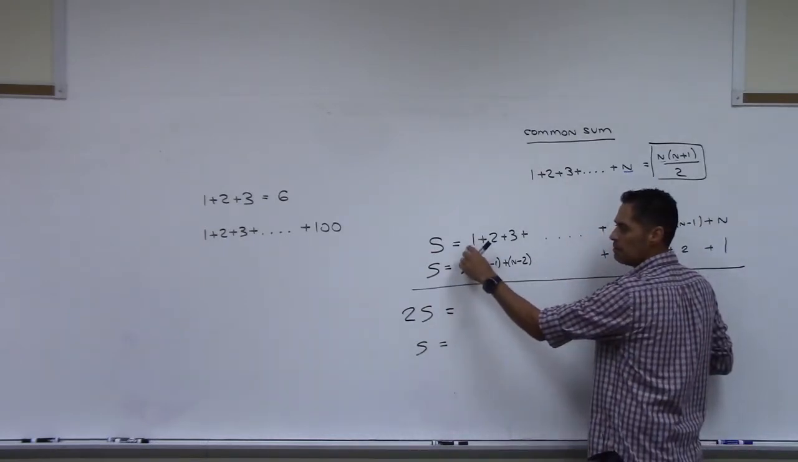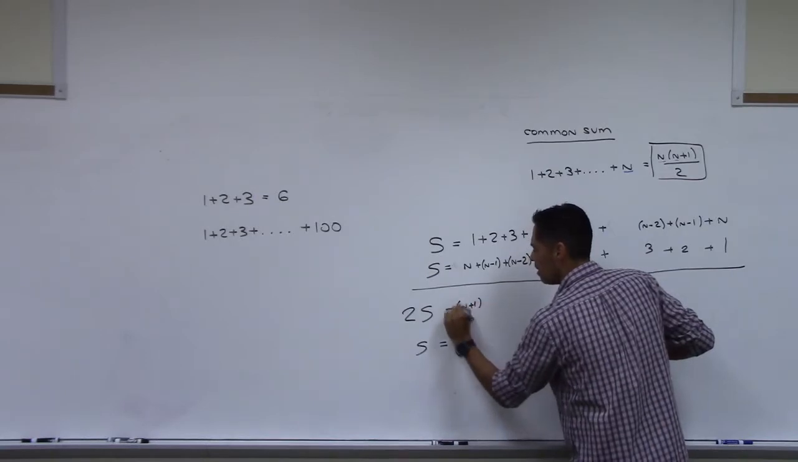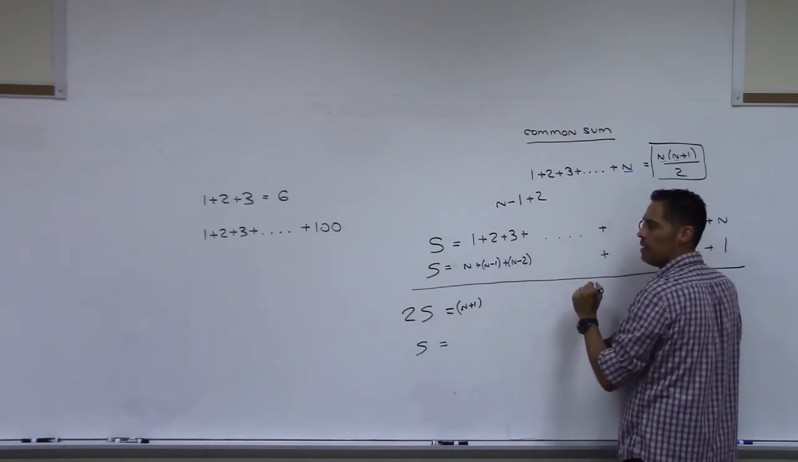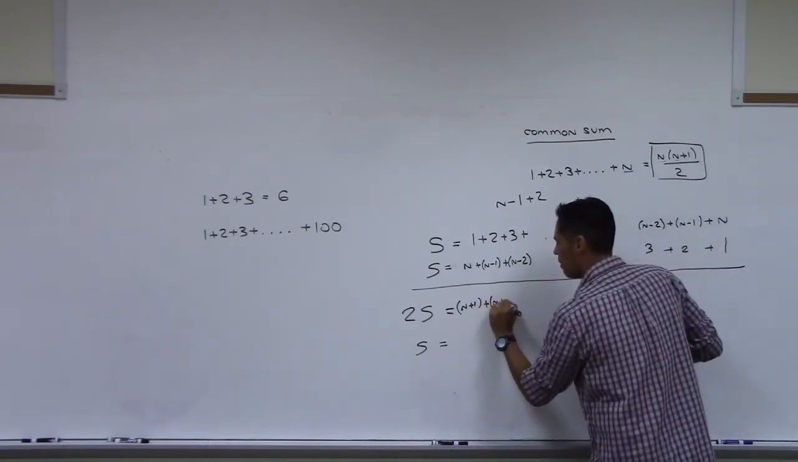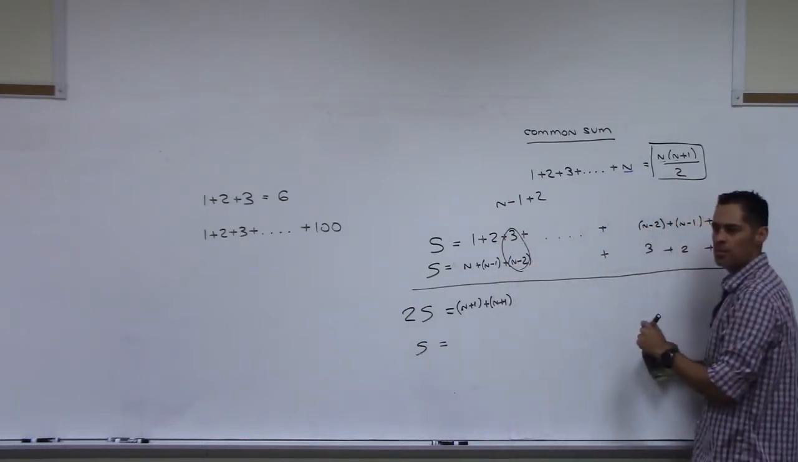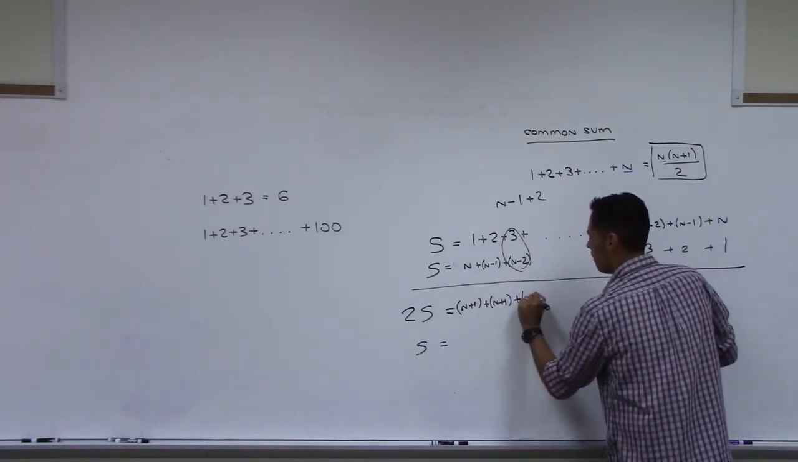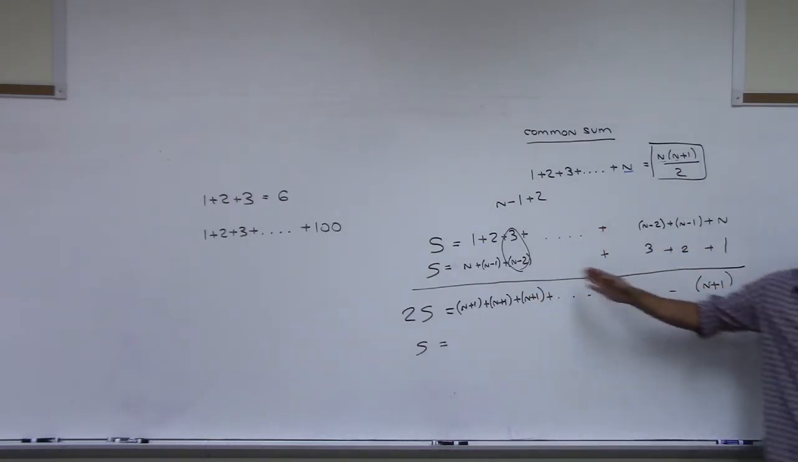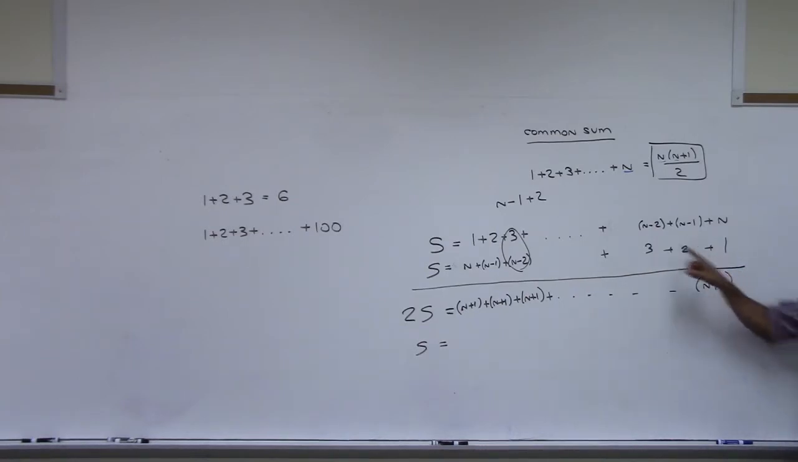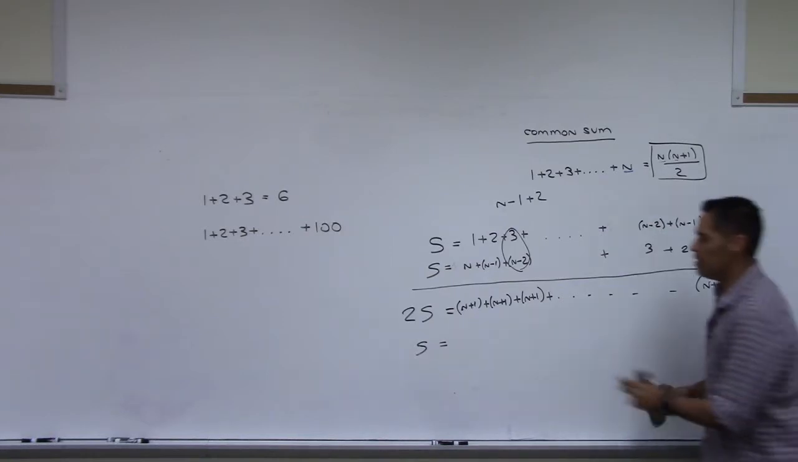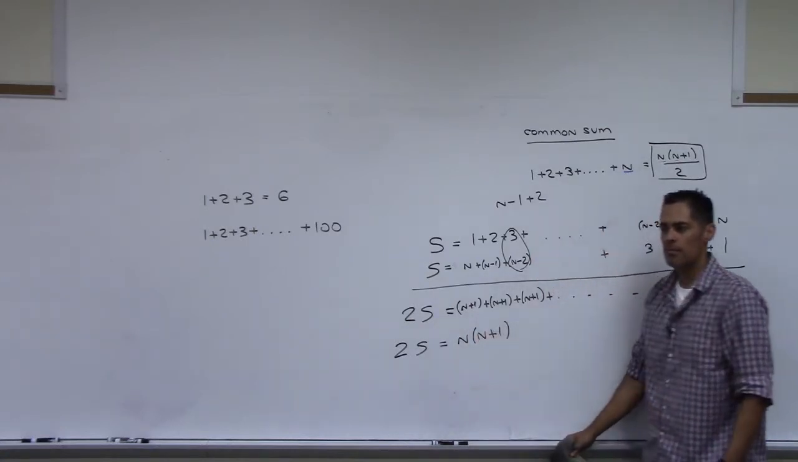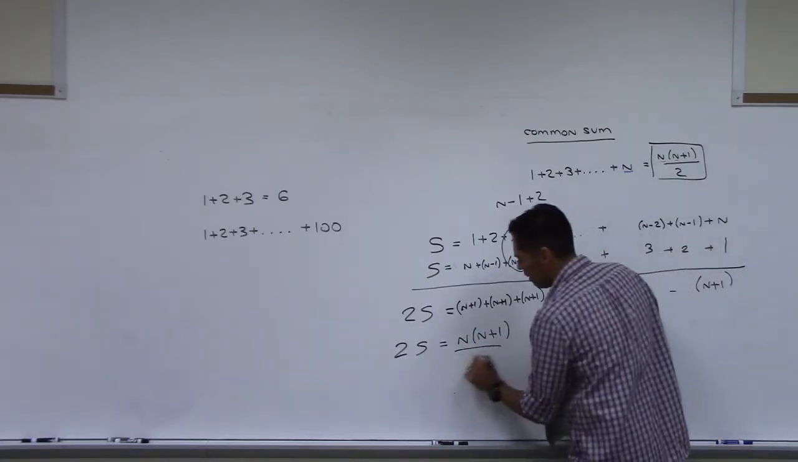But now when you add down, what do you get? What's n plus 1? n plus 1. What's the next one? n minus 1 plus 2, which is n plus 1 again. And then n minus 2 plus 3 is n plus 1 again. Every single one of these is n plus 1. How many do we have? 1, 2, 3, 4, 5. We have n of them, don't we? So this sum, twice the sum, is n times n plus 1. But that's twice as much. Divide by 2.